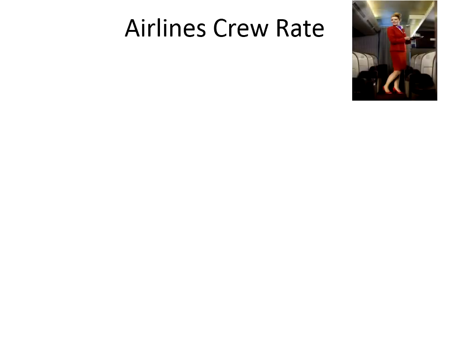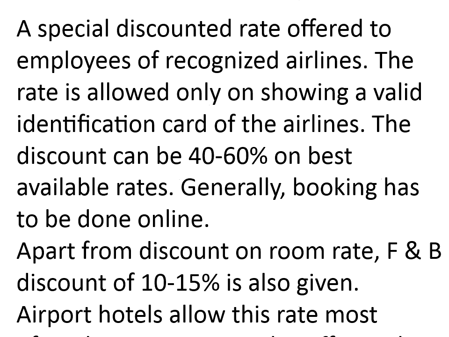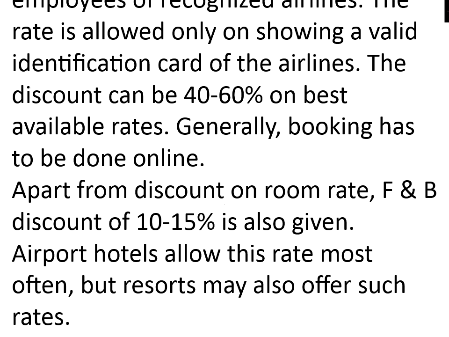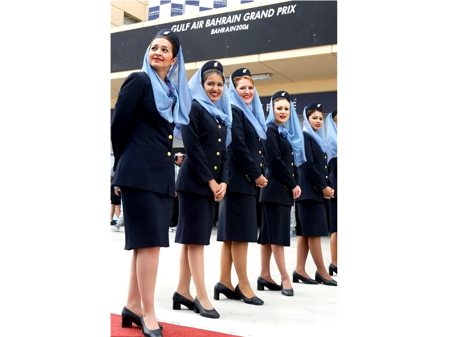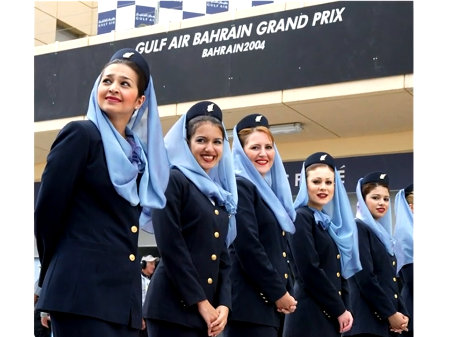Airlines crew rate. A special discounted rate offered to employees of recognized airlines. The rate is allowed only on showing a valid identification card of the airlines. The discount can be 40 to 60% on best available rates. Generally, booking has to be done online. Apart from the discount on room rate, an F&B discount of 10 to 15% is also given. Airport hotels allow this rate most often, but resorts may also offer such rates. Most airline crew come from a hotel management background.